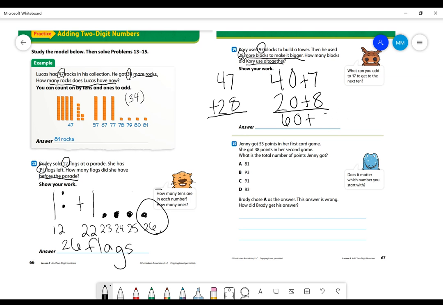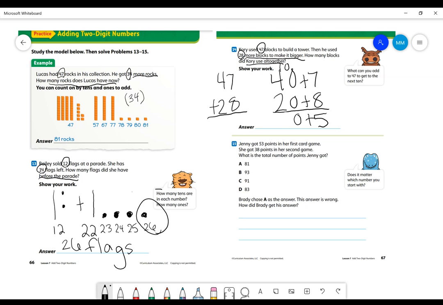So what I'm going to do is I'm going to keep my 5 ones, and I'm going to move 10 up here because 10 plus 5 makes 15. So now I have 10 plus 40. 4 plus 1 is 5. So 1 ten plus 4 tens would be 5 tens. So 50 plus 20.